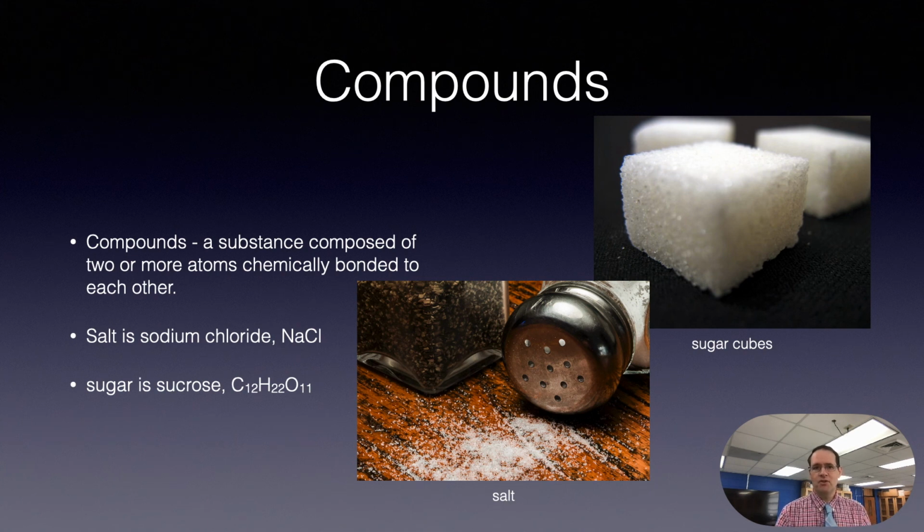For example, salt, as we've seen, is made of sodium and chlorine. Those are two elements. Sugar is made of three types of elements: carbon, hydrogen, and oxygen. Look at that crazy molecular formula, C12H22O11. That is a compound.